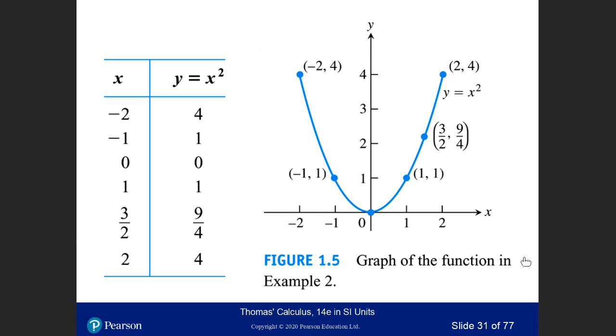Here is a more detailed graph of the function y is equal to x squared. What you basically do is you take certain points, like here: minus 1, 1 is on the graph because when x is minus 1, y is equal to 1. Minus 2, 4 is on the graph because when x is equal to minus 2, y is equal to 4. So you put these points and join them in a curve. That gives you a rough idea about the graph of this function.